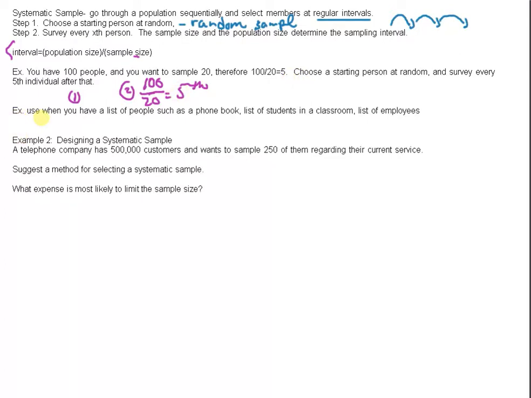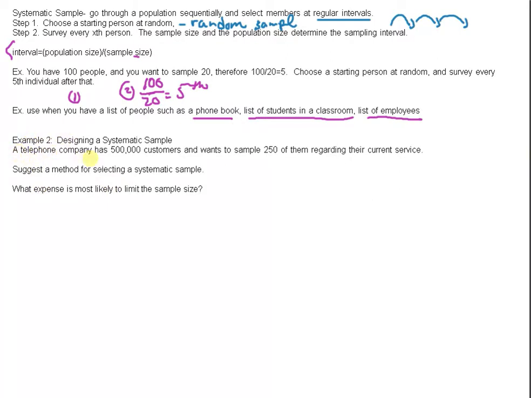Example, you use this when you have a list of people such as like a phone book or a list of students in a classroom or a list of employees. Okay, when you have a list and you can quickly go through like every 3rd or every 5th person, for example. Okay, so let's actually design a systematic sample.